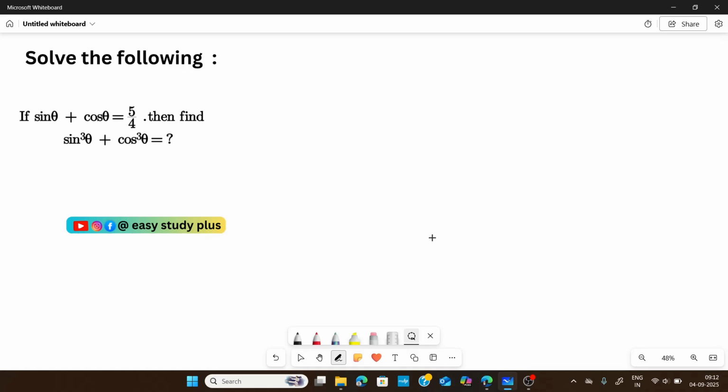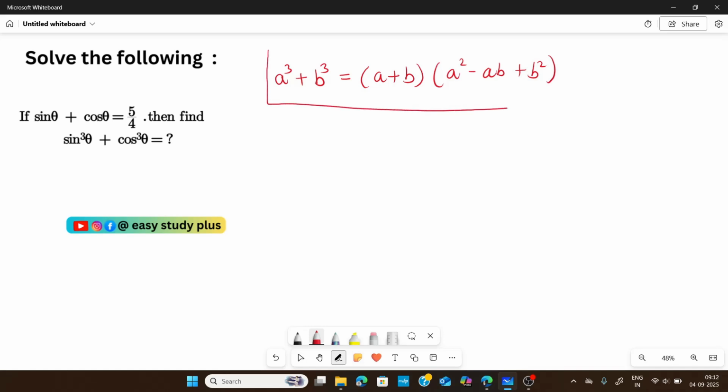We know one formula for the sum of cubes, a cube plus b cube. If you try to do it manually, it will take more time, so use the formula. a cube plus b cube is equal to a plus b times a square minus ab plus b square. This is the formula. I hope you remember it.